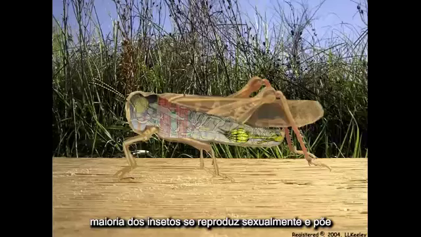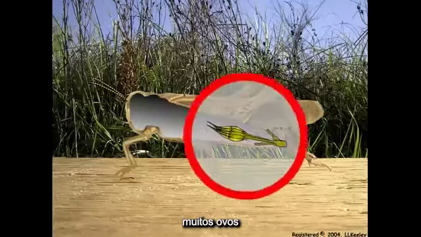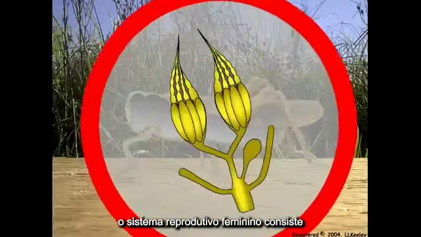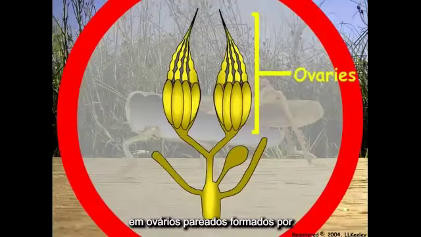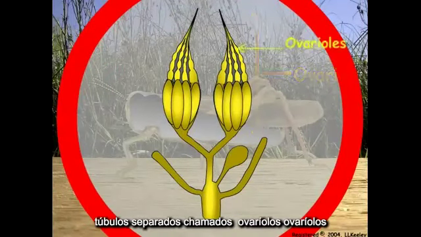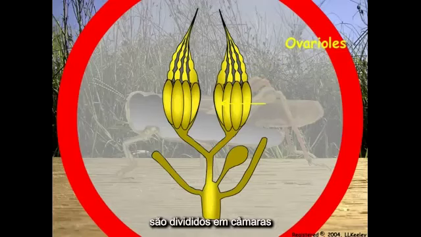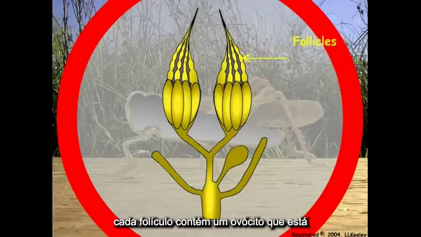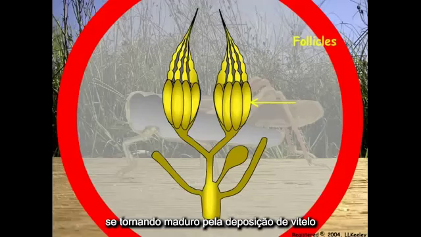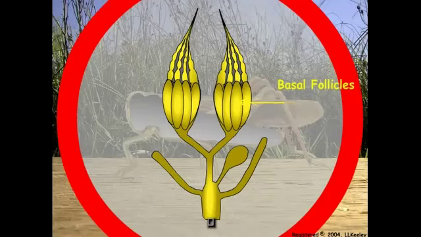Most insects reproduce sexually and lay many eggs. The female reproductive system consists of paired ovaries made up of separate tubules called ovarioles. Ovarioles are divided into chambers called follicles. Each follicle contains an oocyte that is becoming mature by depositing yolk. Mature oocytes are present in the basal follicle.